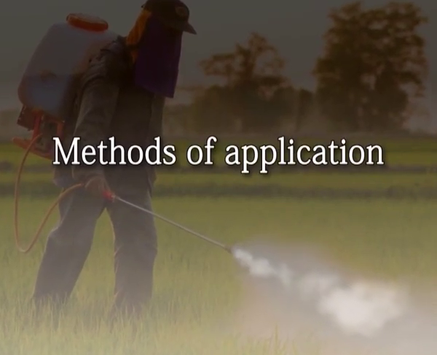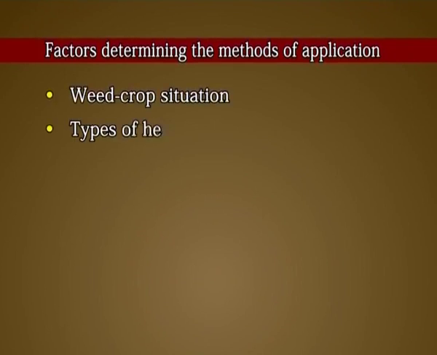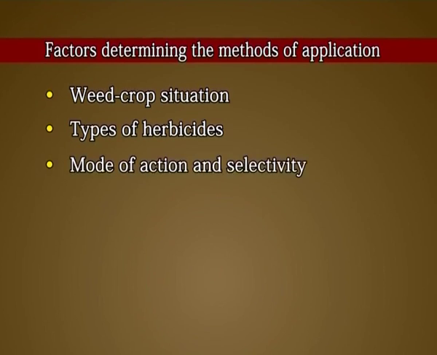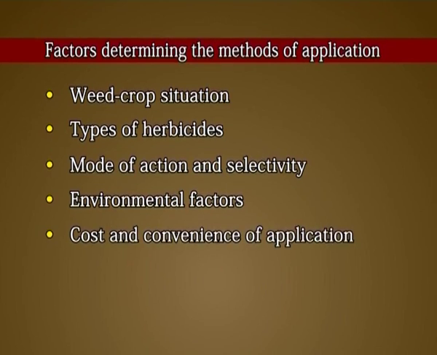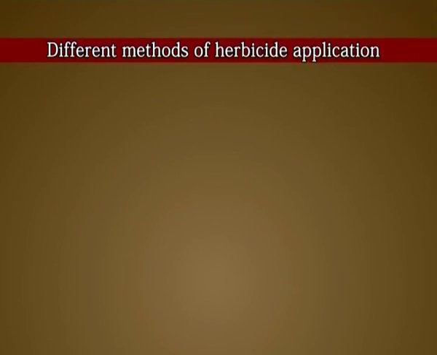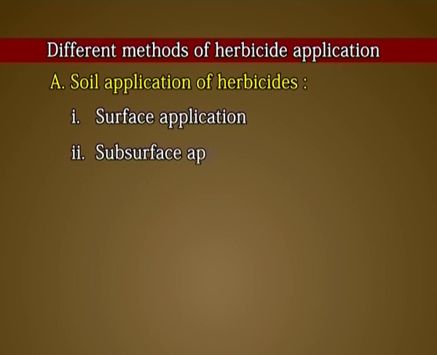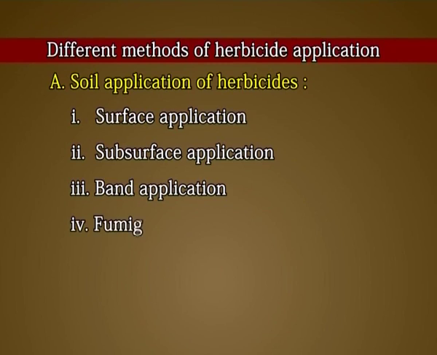Next is method of application. First, factors determining the method of application are crop situation, type of herbicide, mode of action and selectivity, environmental factors, and cost and convenience of application. Different methods of herbicide application are: Number A, soil application of herbicides. Under this, number 1, surface application, number 2, subsurface application, number 3, band application, number 4, fumigation, number 5, herbigation.